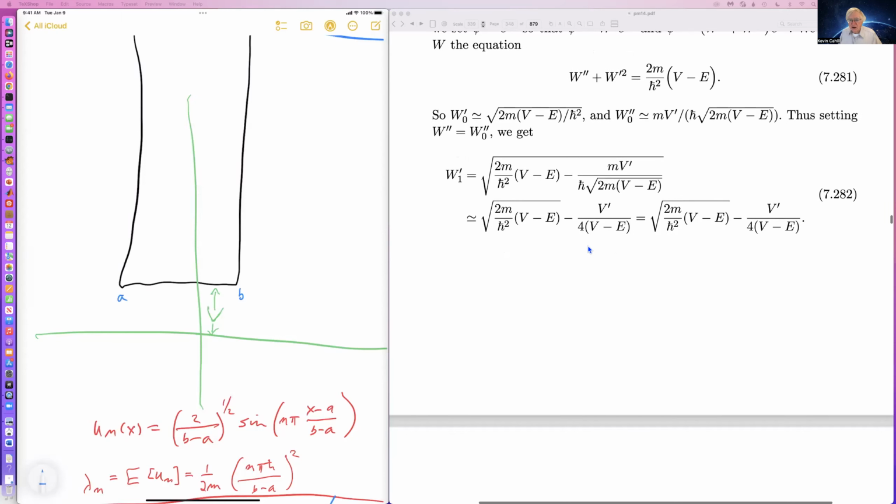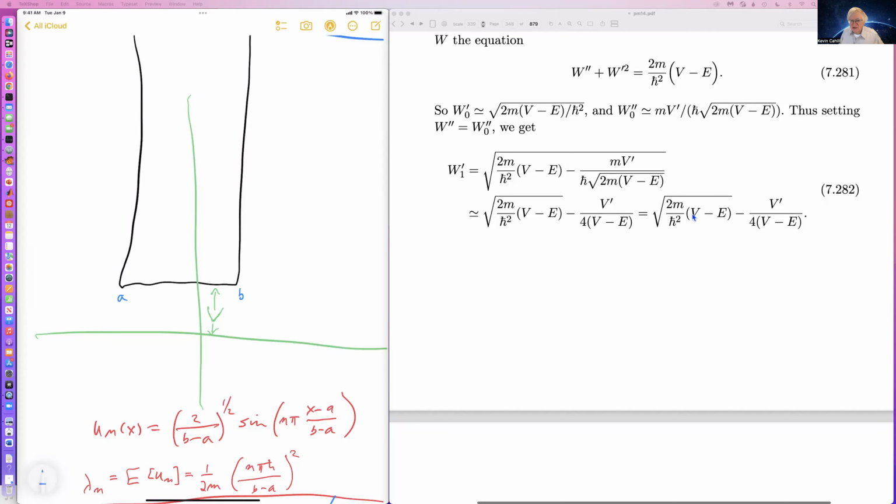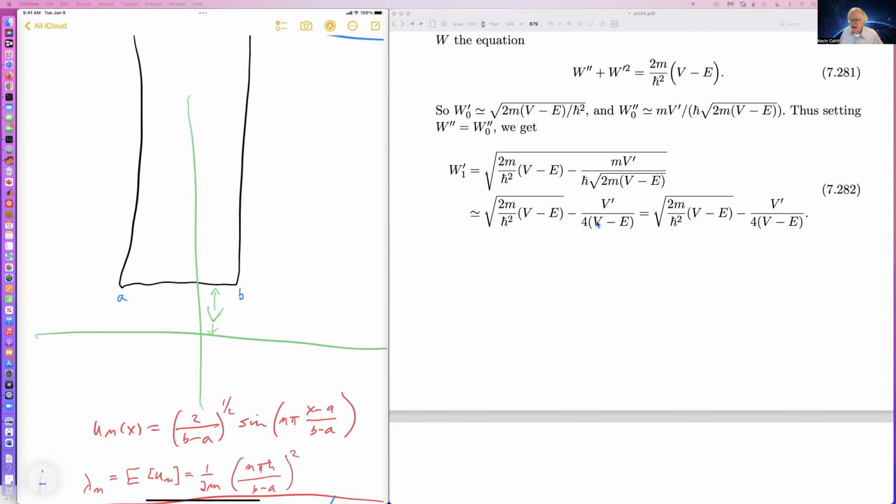And now if we expand the square root, we basically get an extra factor of a half because it's a square root, and so we get basically minus v prime over this, and of course we have to factor out this term, and anyway, so that's what we get.